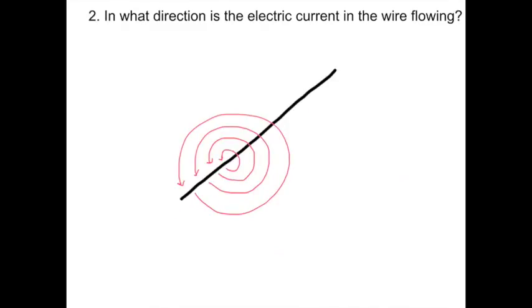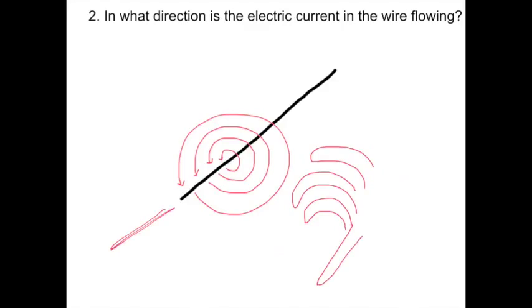Number 2. In what direction is the electric current in this wire flowing? So in this situation, you would want to use the right-hand rule, which is a little bit hard to demonstrate on this screen, but if you were to wrap your fingers around this way, in the direction in which the field is moving, your thumb would stick out towards the bottom of the wire. That means that the current is flowing this way.